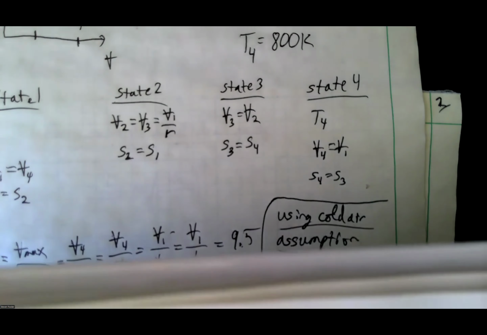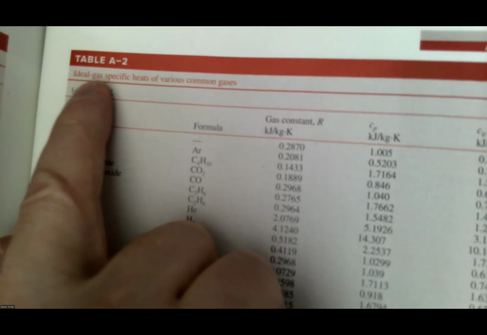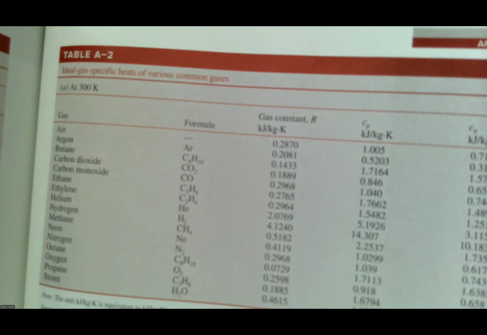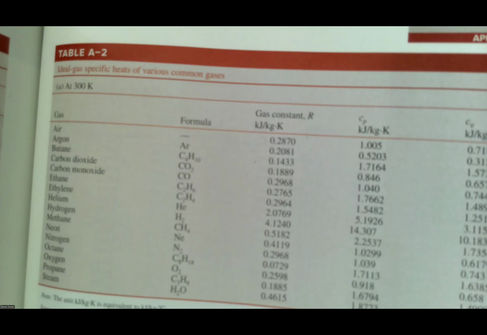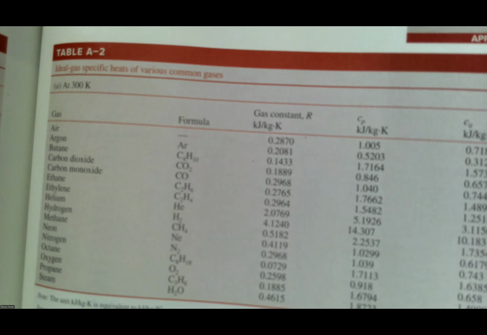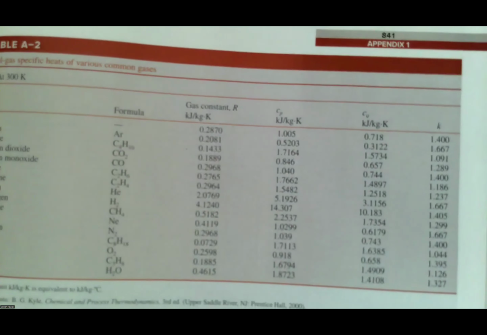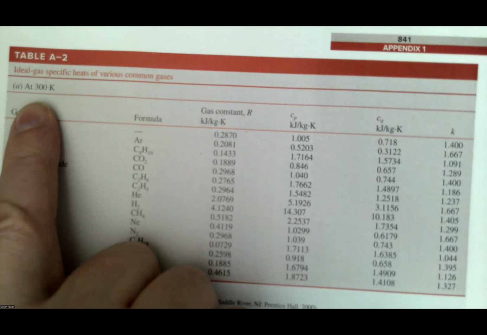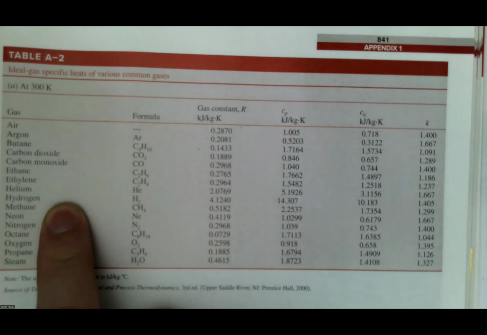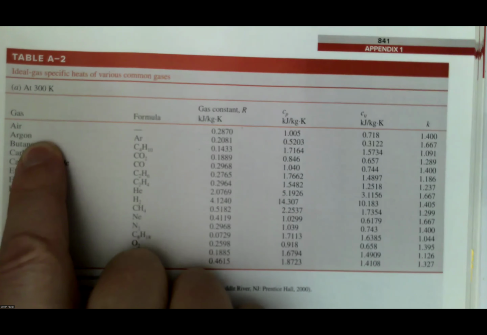There's this table in your text, table A2A, ideal gas specific heat properties at 300 Kelvin. I try to make it very clear throughout the semester, don't use this table. Until the very end of the class, don't use this table. We're at the end of the class. We're using the cold air assumption because how often are we at 300 Kelvin? Very rarely are we at 300 Kelvin. We're not at 300 Kelvin throughout the cycle. However, this is what we call the cold air properties.